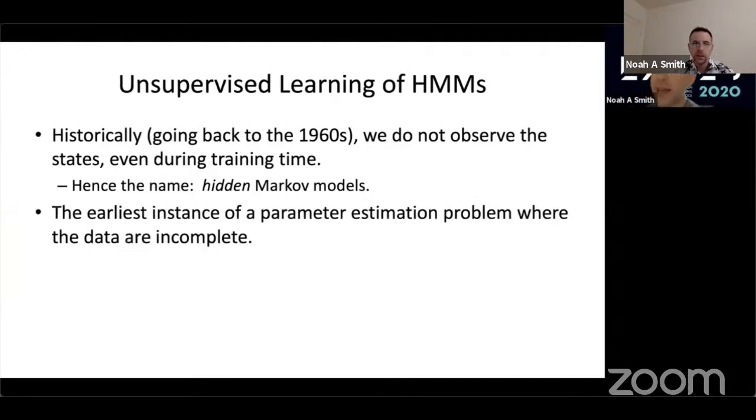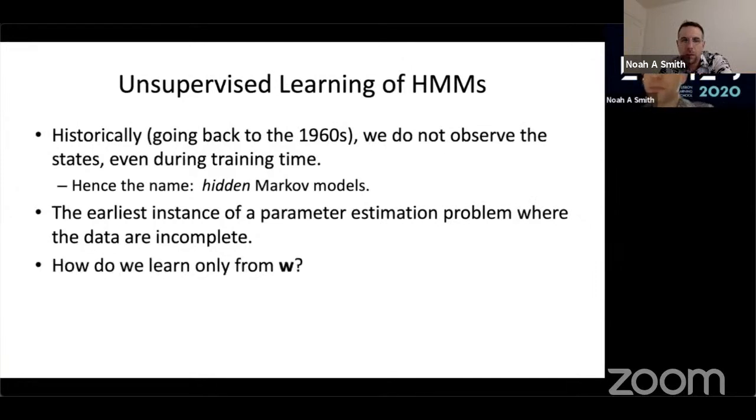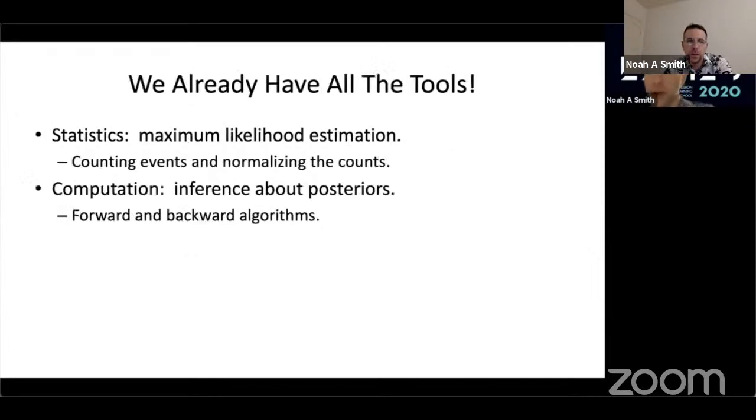And this has a really important place in the history of machine learning, because the HMM was the earliest instance, at least to my knowledge, of a case where we were trying to learn parameters of a model and the data were incomplete. So we only get words. How could we possibly learn the distribution of the states we pass through if we never observe them, if we only see the words? And so here's the cool aha moment in this lecture.